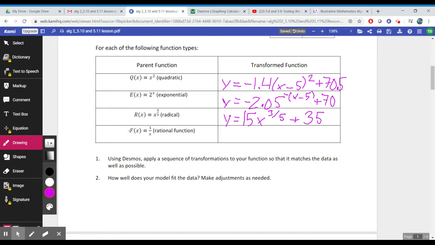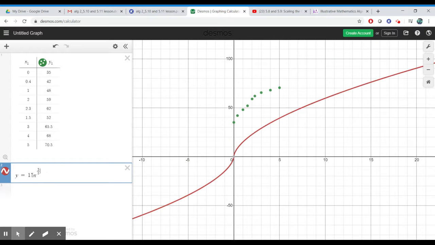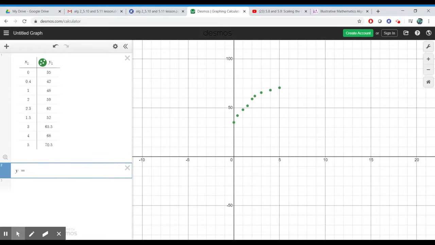Okay, so our very next equation is going to be rational. Our parent function that they give us to work with is f of x equals 1 over x. So I'm going to go back to Desmos and type in our parent function. Okay, so as we can see here, this type of graph has an asymptote at y equals 0.